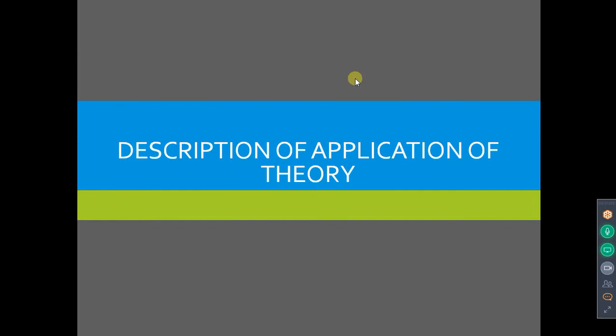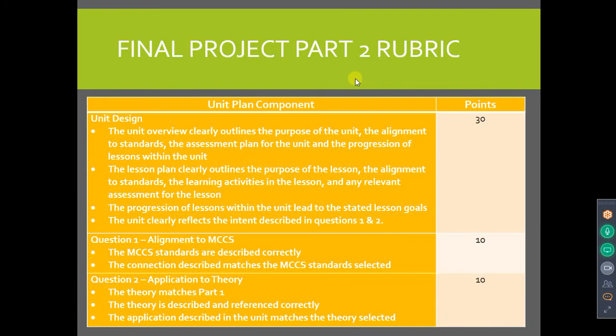And then we have the rubric, and in the rubric you can see your unit is worth 30 points. That's the bulk of the grade here. And then it's 10 points each for those two, explaining your alignment to the reading and writing standards and explaining your application of the theory.